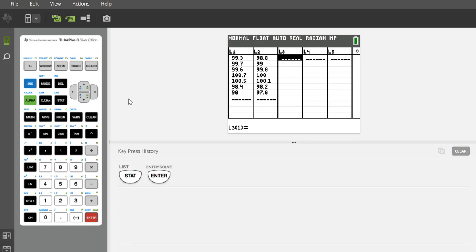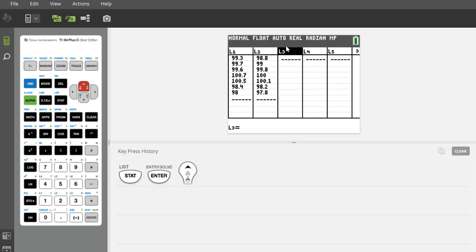Okay, so the paired t-test basically reduces to a single sample t-test via subtraction. And again, there is not a built-in paired t-test in the calculator. However, if I create a column of differences in list 3, I can then run a single sample t-test on list 3. And again, I want to do this by finding the confidence interval.